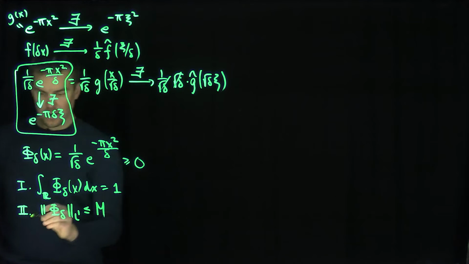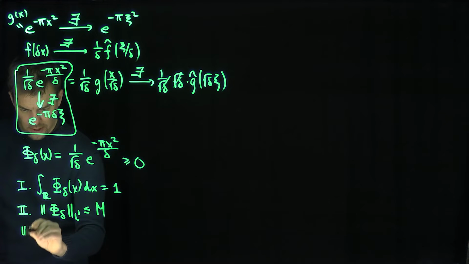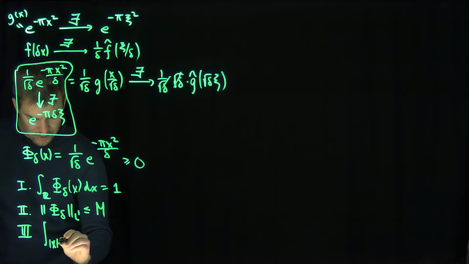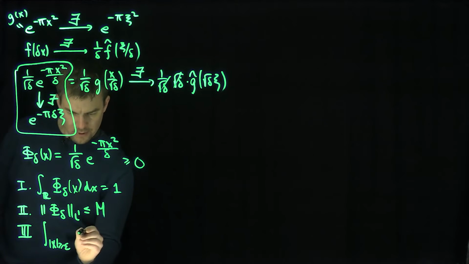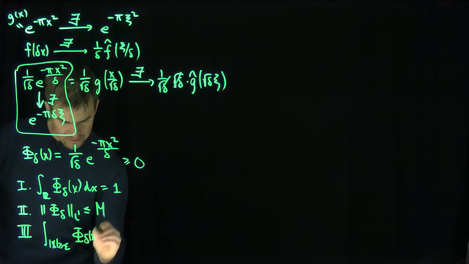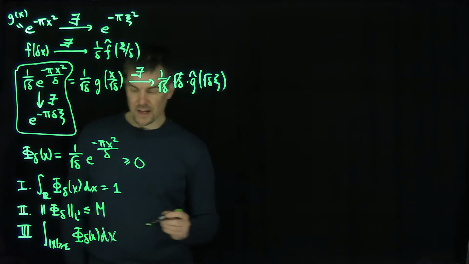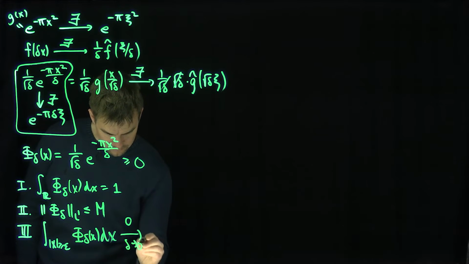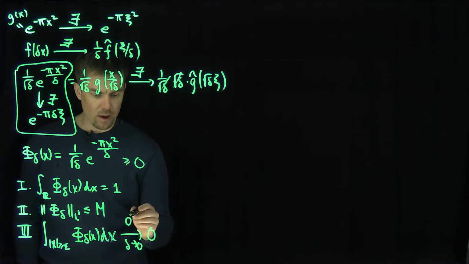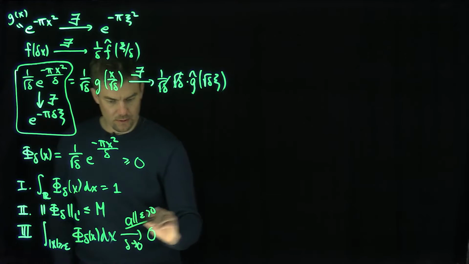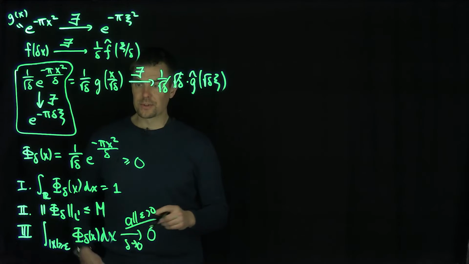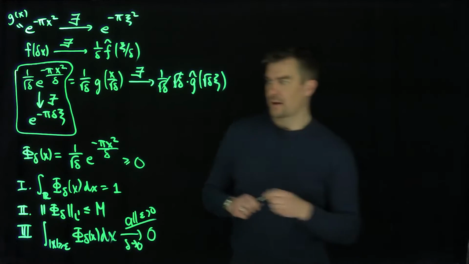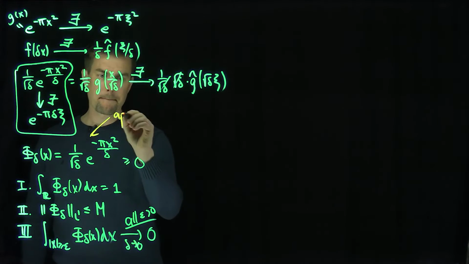And finally, for any epsilon, I know that the integral over the points x that are bigger than or equal to epsilon of this family, phi delta of x dx, tends to 0 as delta goes to 0. As delta goes to 0, this tends to 0 for all epsilon greater than 0. So in other words, this family phi delta is an approximation to the identity.